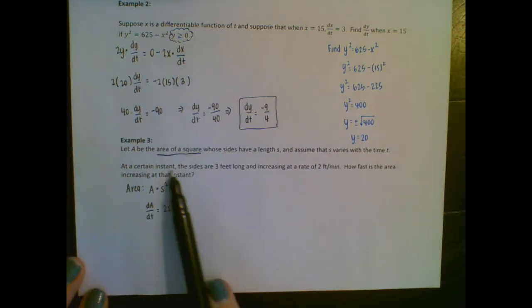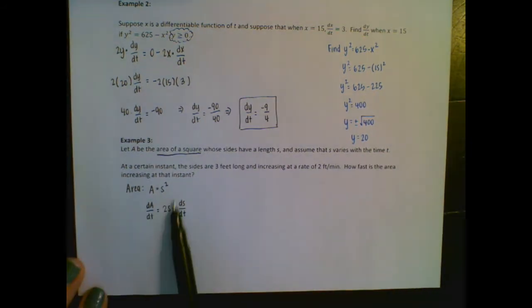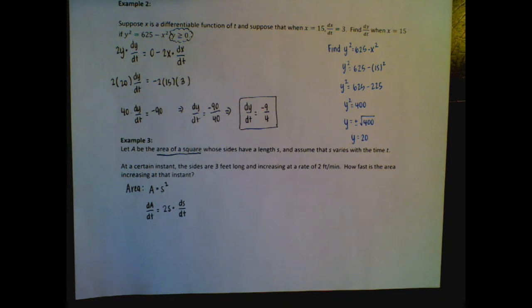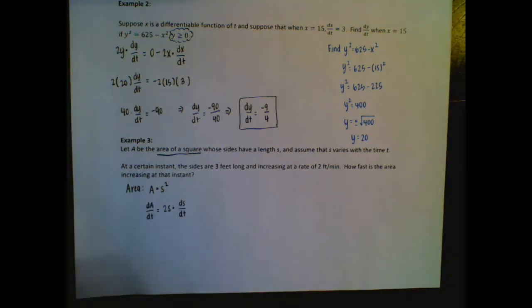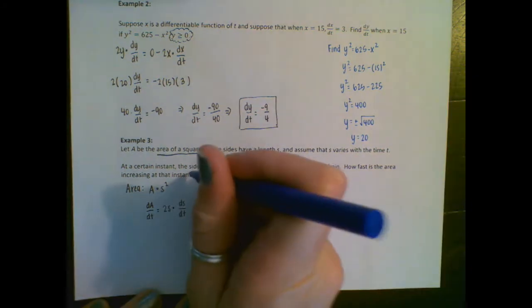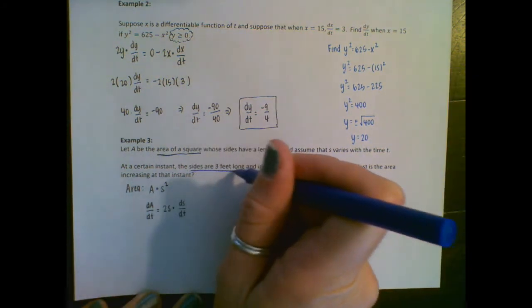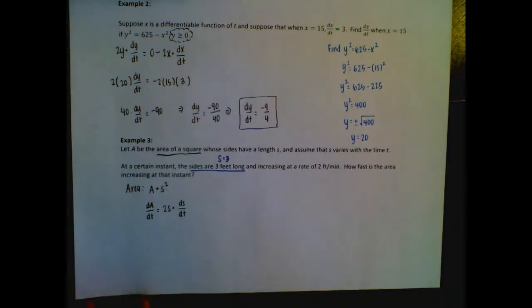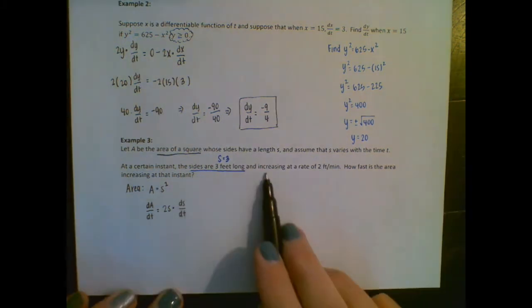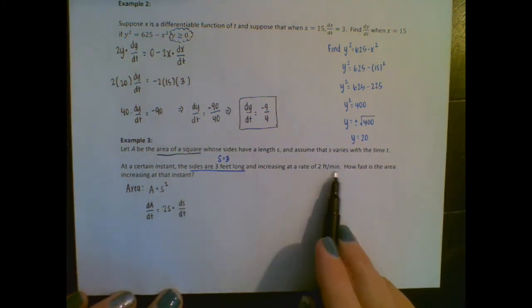And then I'm going to have to pick through this information to decide, well, what do I actually have here and what do I need? So at a certain instant, the sides are 3 feet long. So it's telling me through this piece of information, at that particular instant, s is equal to 3. That's how long my side lengths are going to be. But it's also telling me that the sides are increasing at a rate of 2 feet per minute.